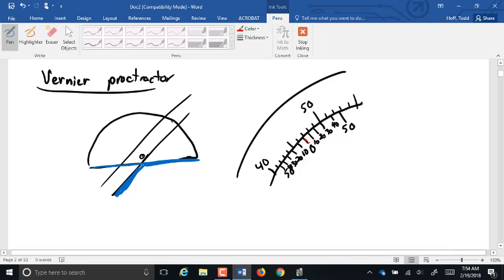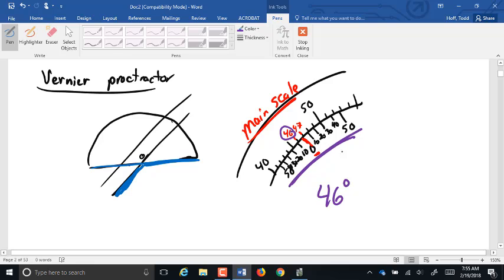Now the first thing we do is we have to read the main scale. This up here is the main scale. We read the main scale at the 0 of the vernier scale. That's the 0. So what is that between up here? This mark is what? 46. And this mark is 47. So it's between the 46 and 47. It does not matter which one we are closest to, we go to the smaller one. So that's saying 46 degrees.